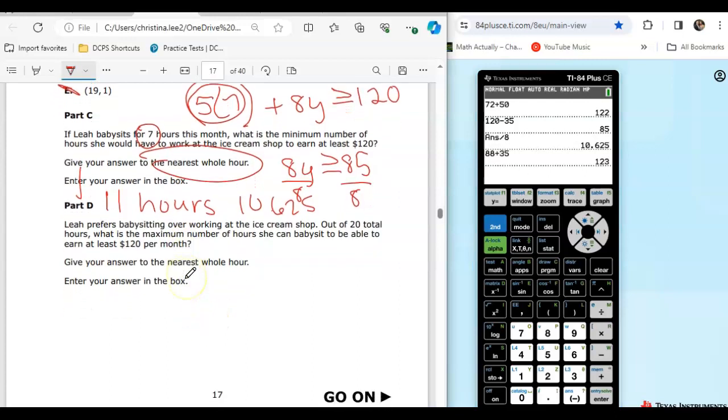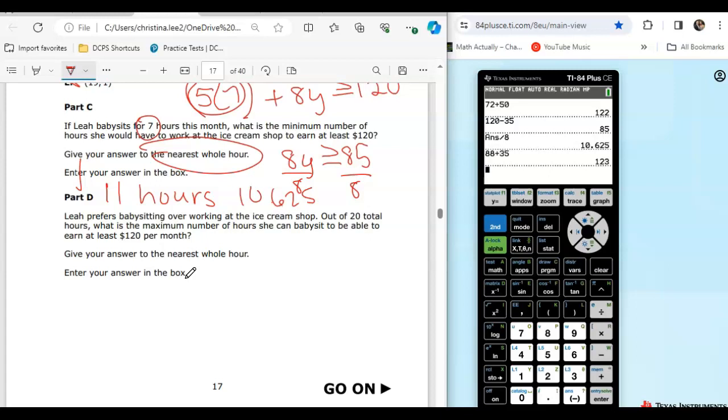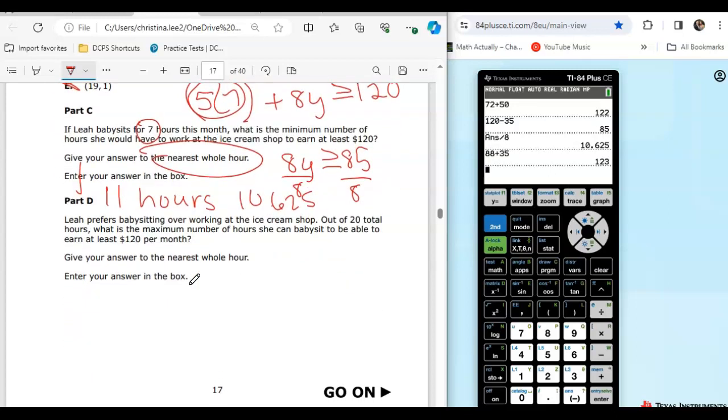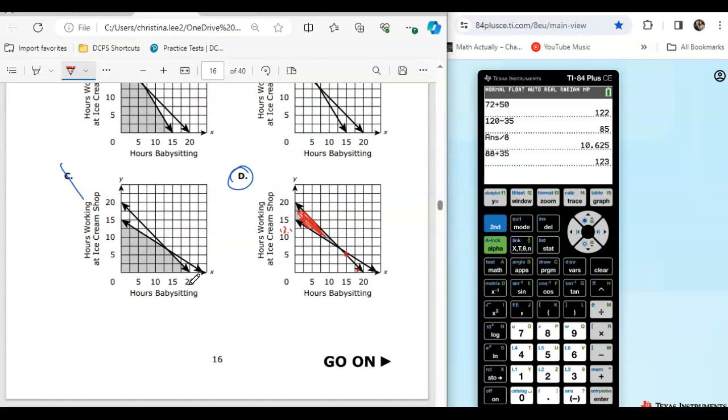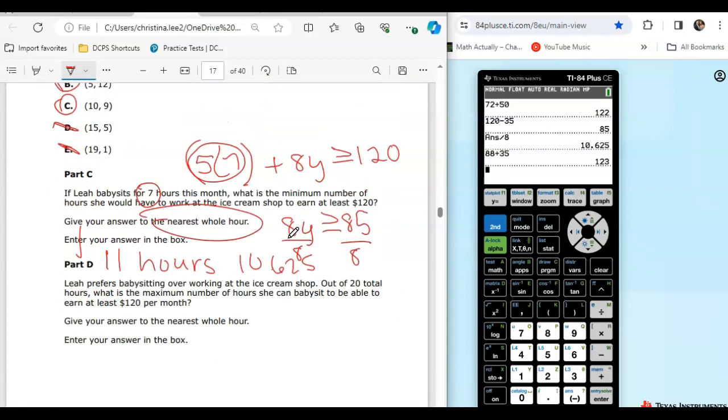That works out. Part D, Leah prefers babysitting over working in the ice cream shop. Out of 20 hours, what is the maximum number of hours she can babysit to be able to earn at least $120 per month? Give your answer to the nearest whole hour and enter your answer in the box. Okay, so out of those 20 hours, if she wants to babysit and she wants to still meet the maximum, right, that she can do, her hours of babysitting, the maximum hours that she would babysit, it looks like are here and still be able to be in that gray zone, right? So that's looking to be about maybe 11 or 12, but we want to calculate exactly to see where this intersection would be.